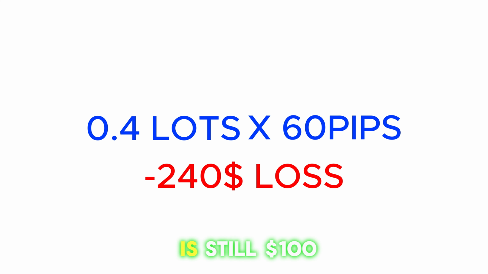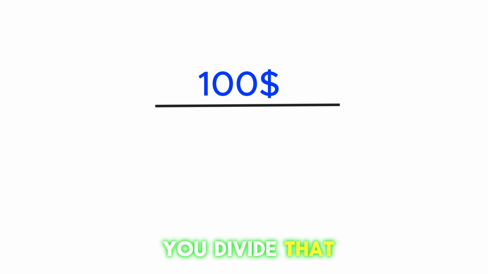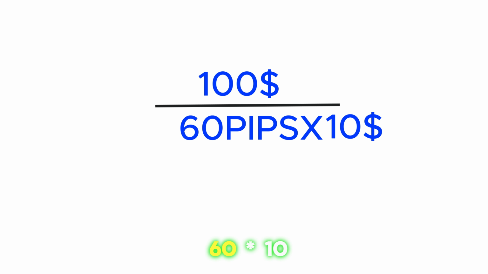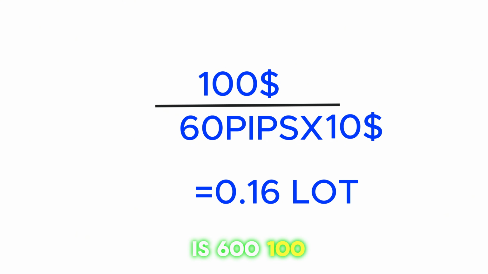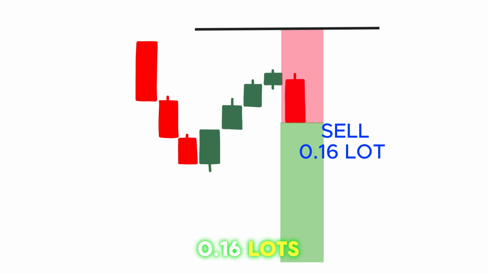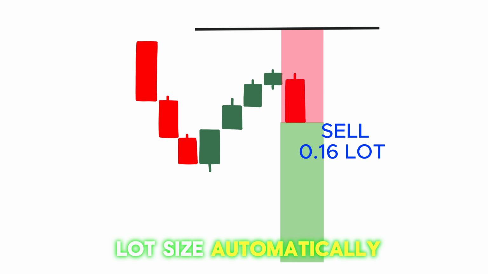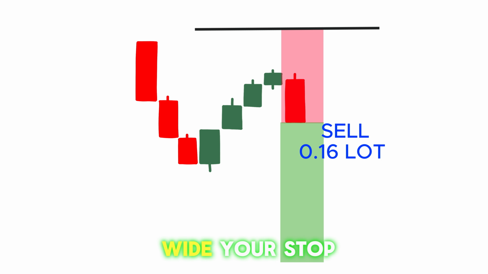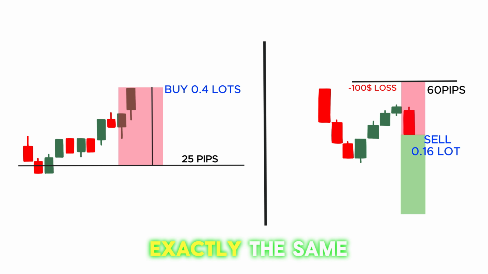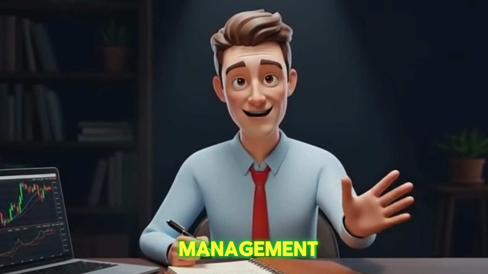Your risk amount is still $100. You divide that by 60 pips multiplied by the $10 pip value. 60 times 10 is 600. 100 divided by 600 equals 0.16. So for this volatile trade, you will use a much smaller lot size of 0.16 lots. Notice how your lot size automatically changes depending on how wide your stop loss is, but the actual dollar amount you are risking remains exactly the same at $100. This is the ultimate secret to risk management.